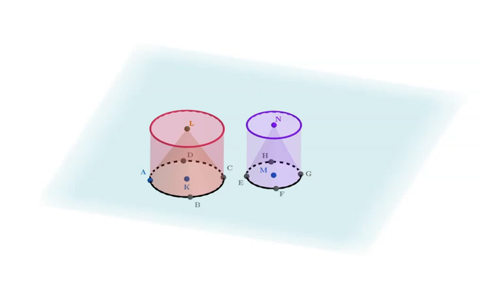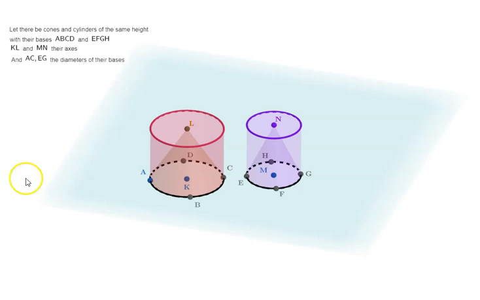So we have cones and cylinders of the same height with their bases ABCD a circle and EFGH a circle. K, L and M, N are their axes, and AC and EG are their diameters.